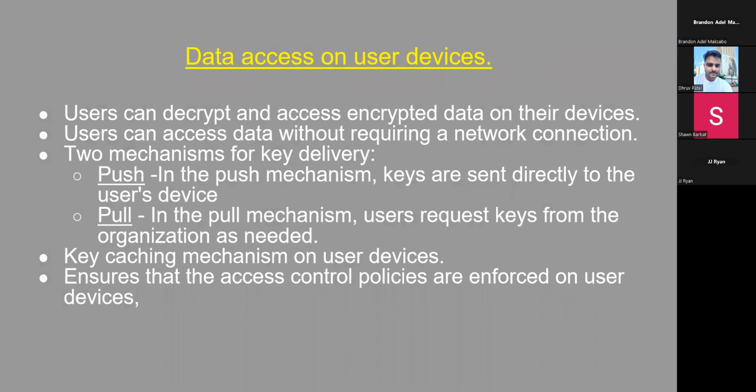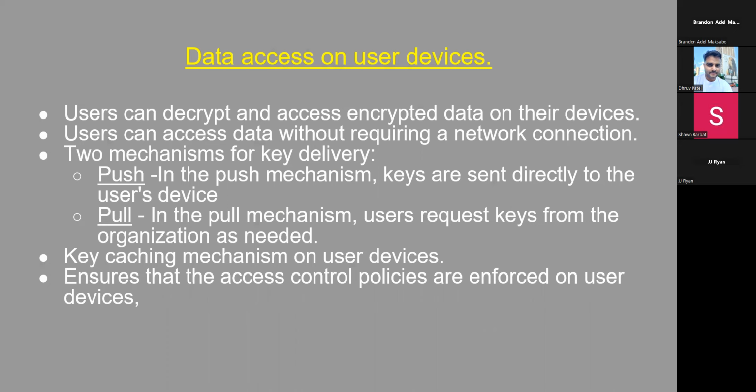Silverline allows users to decrypt and access encrypted data on their device by providing them with the necessary keys. Users can access data without requiring a network connection, which ensures that Silverline is available even when the network is not. Silverline provides two mechanisms for key delivery, which are push and pull. In the push mechanism, keys are sent directly to the user's device, while in the pull mechanism, users request the keys from the organization as needed.